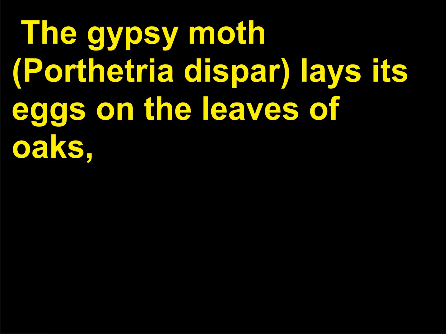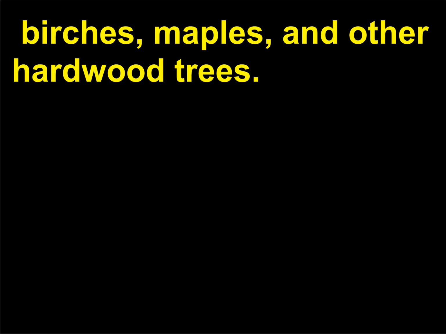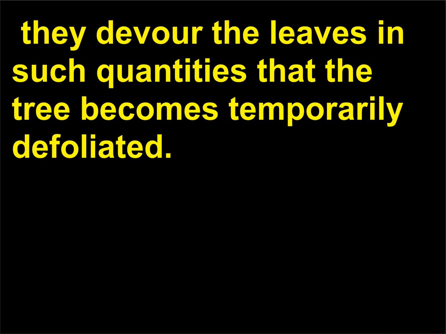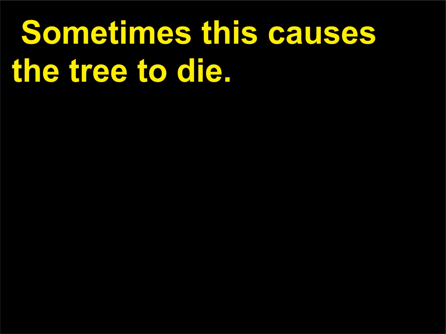The gypsy moth, Porthetria dispar, lays its eggs on the leaves of oaks, birches, maples, and other hardwood trees. When the yellow hairy caterpillars hatch from the eggs, they devour the leaves in such quantities that the tree becomes temporarily defoliated. Sometimes this causes the tree to die.